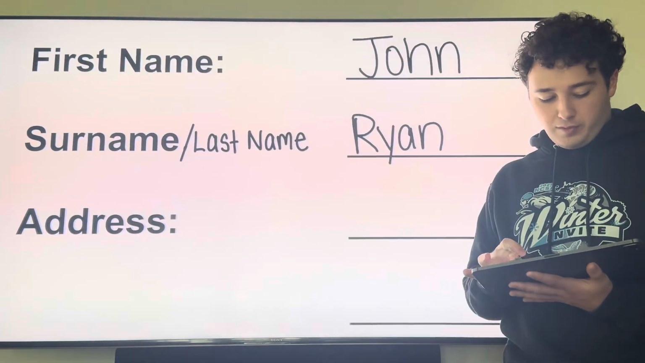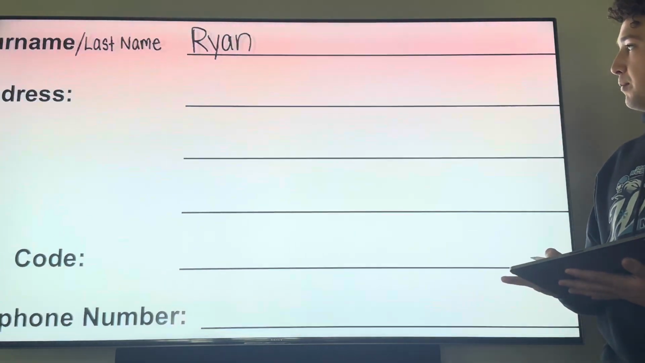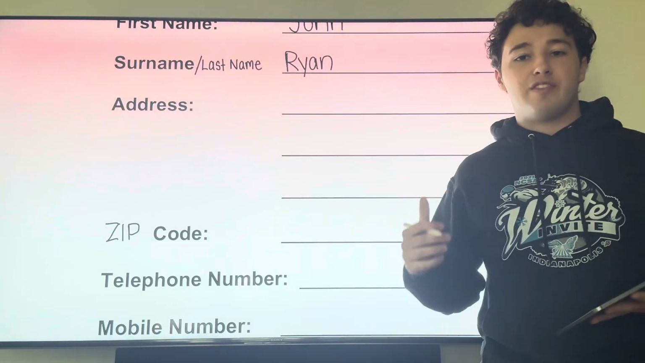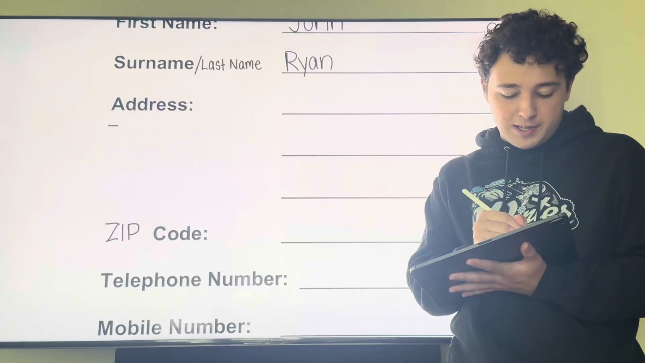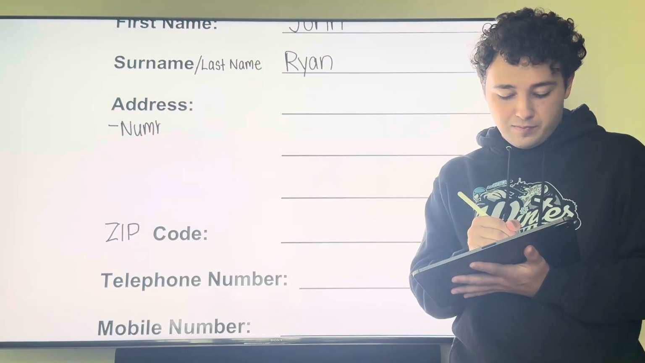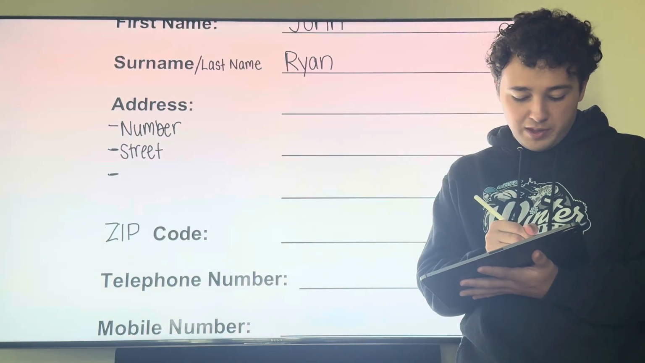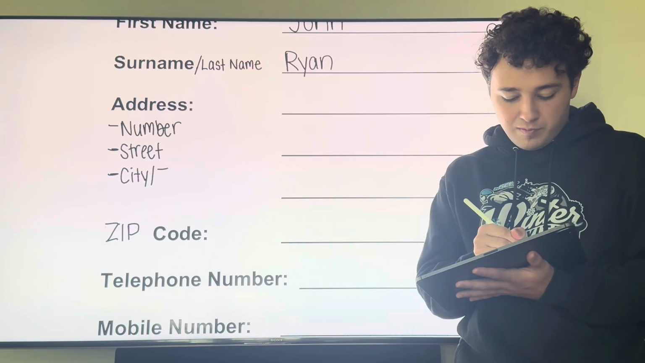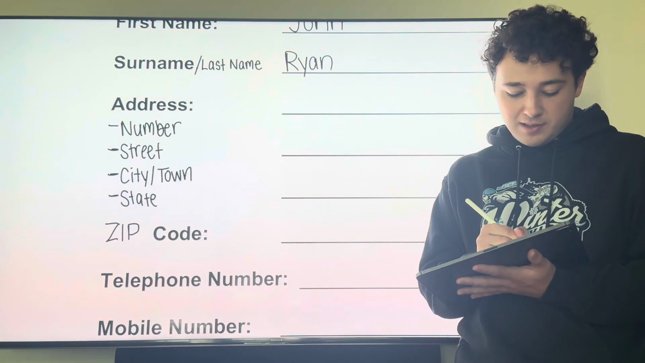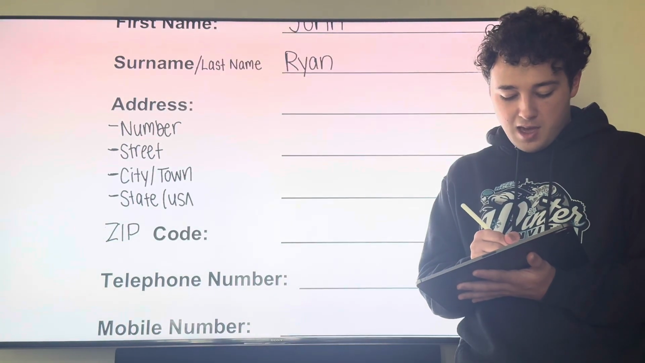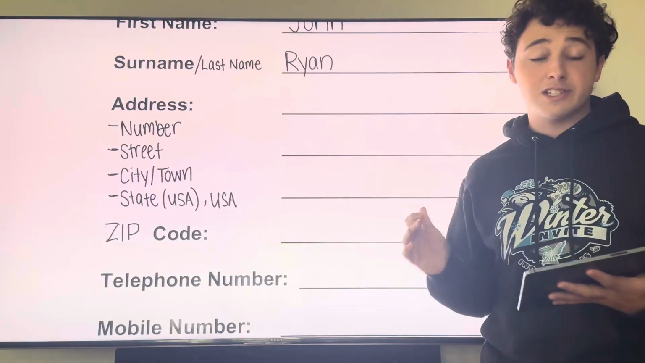Let's continue. Okay, address. So address, they give you a few lines to fill out. Now, address, you need a few things. You need to put a number, then you need to put a street, then you need to put the city or town, then you need to put the state if you live in the US, and then you should also put United States of America, just to be safe.